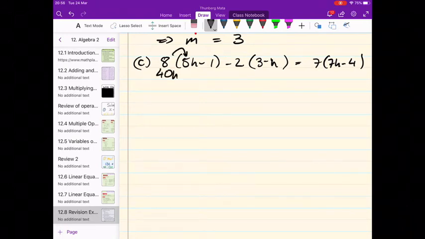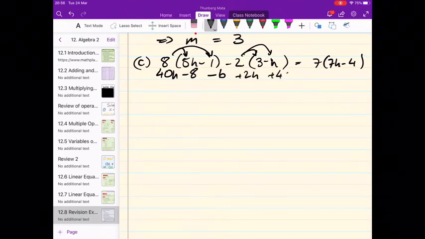So away we go. We have 8 times 5 will leave us with 40h. So that's those two multiplied by each other. Then 8 multiplied by minus 1 is minus 8. Minus 2 by 3 is minus 6. Minus 2 by minus h is plus 2h. 7 by 7h is plus 49h. And then 7 by minus 4 is minus 28. Oops, don't forget my equal sign in between there. That'll make a mess of the question altogether.